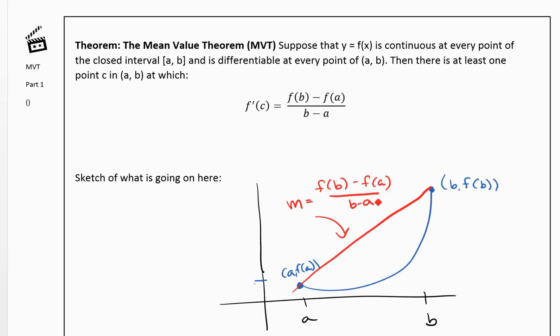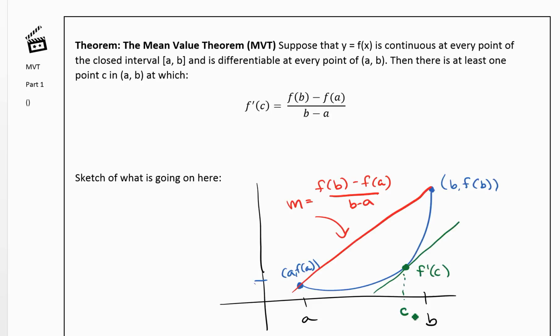So what we're saying is there's some point where the derivative of the curve is equal to the slope of the secant line between those two points. Unfortunately this doesn't tell us how to find it, but we would want a point where the tangent line was parallel. So the slope of the tangent line would be parallel to the slope of the secant. That would be our C.